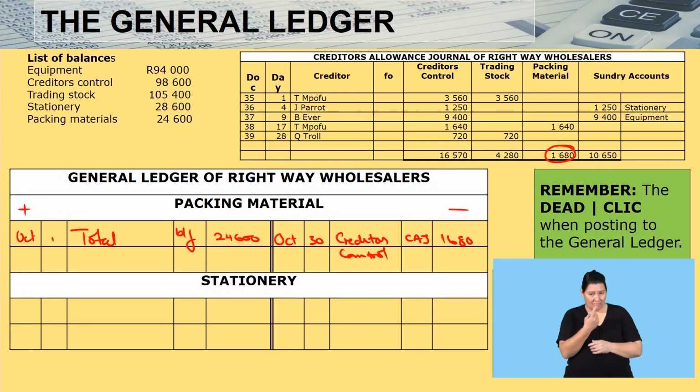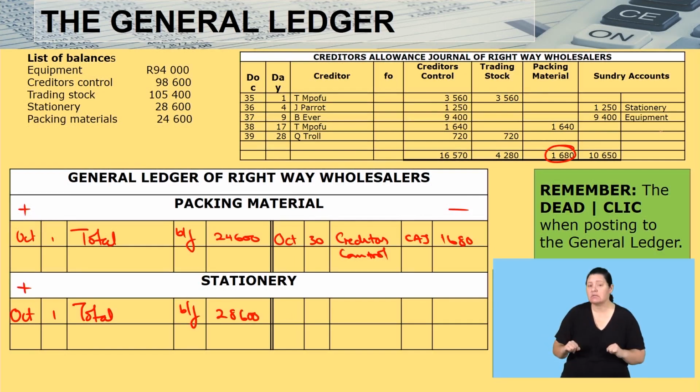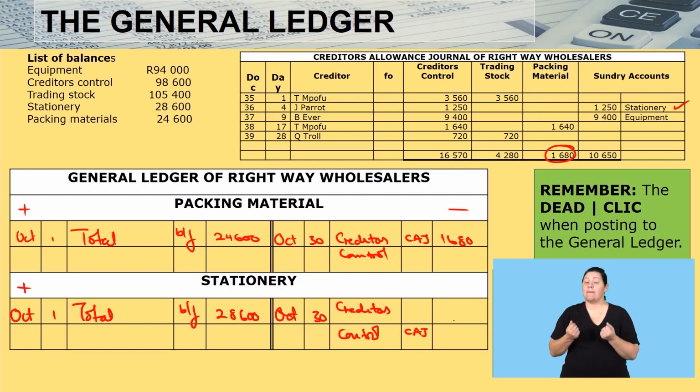And the last one is stationery. Stationery, remember, it is also an expense. So, October the 1st, total brought forward. How much is that? 28,600. Do I have allowances on stationery? 1,250. There you can see it. October 30th, creditors control. And then CAJ, my amount is 1,250.